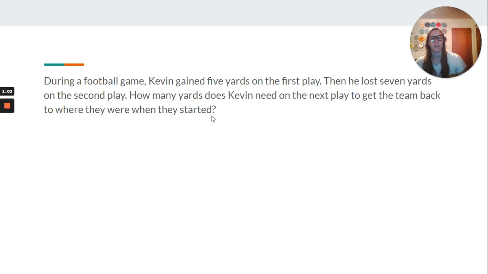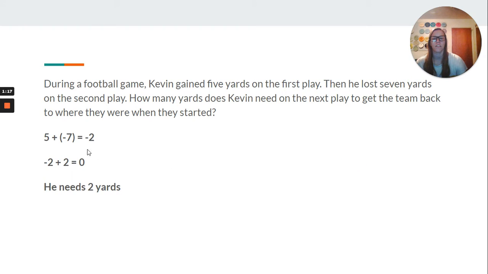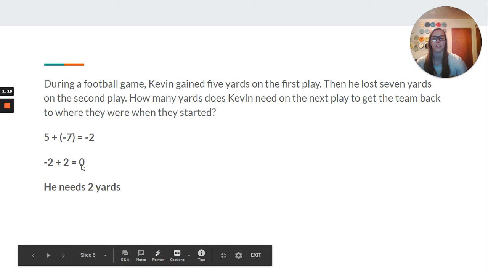Next, we looked at it in kind of like word problems. So during a football game, Kevin gained 5 yards on the first play, so plus 5. Then he lost 7 yards on the second play, -7. How many yards does Kevin need on the next play to get the team back to where they were when they started? 5 plus a -7 equals a -2. In order to get back to 0, he needs 2 yards.